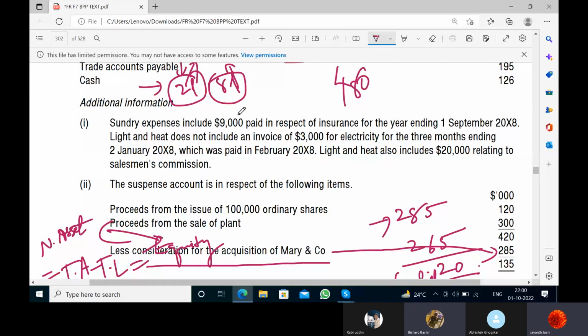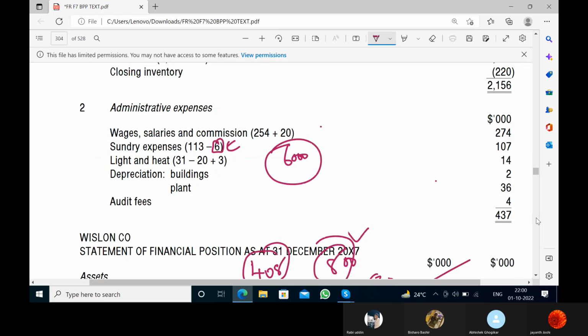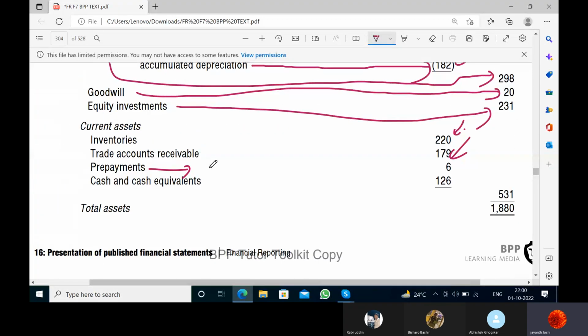Here you can see sundry expenses include $9,000. 9,000 divided by 12 is how much? It's 750, and you paid for 8 months. So that happens to be 6,000. So we'll take 6, 3 zeros omitted. So 6 is here. And that is a prepaid expense, something which you have made the payment for already. It's an asset for you. Now you will enjoy the benefits.